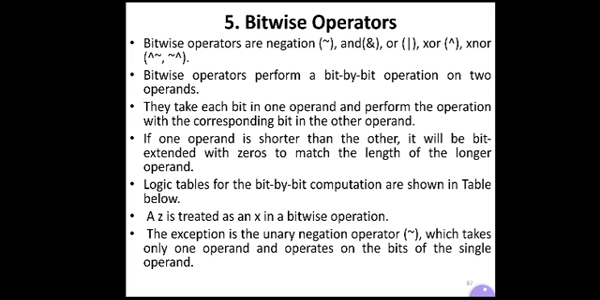So here Z is treated as an X in a bitwise operator. Remember, if any high impedance value appears in a bitwise operator, it will be treated as an unknown value itself. The exception is the unary negation operator, where a single operand is used for the negation, the tilde sign. It operates only on the bits of a single operand. Remember, that is a negation. The other bitwise operators, that is AND, OR, XOR and XNOR, operate on two operands.